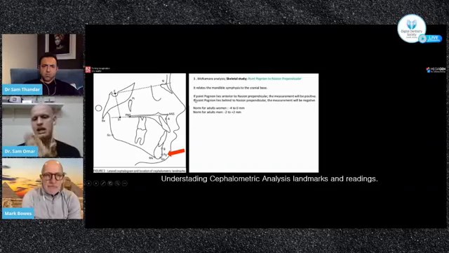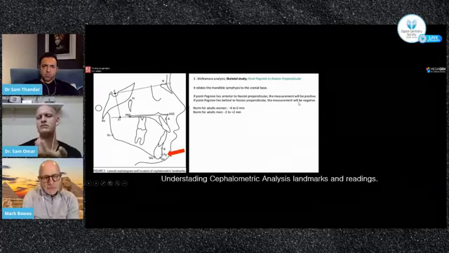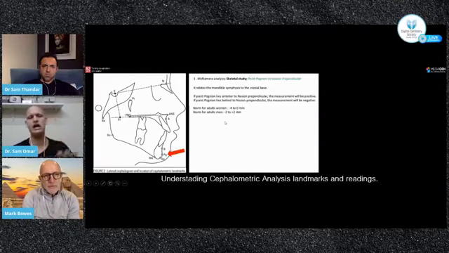Again, if the point is in front of the line, basically we'll get a positive measurement. If the point is behind the line, we'll get a negative measurement. Normal for a woman is -4 to 0. And normal for a man is -2 to +2. Again, because men have more prominent chins, you'll get a more positive number.